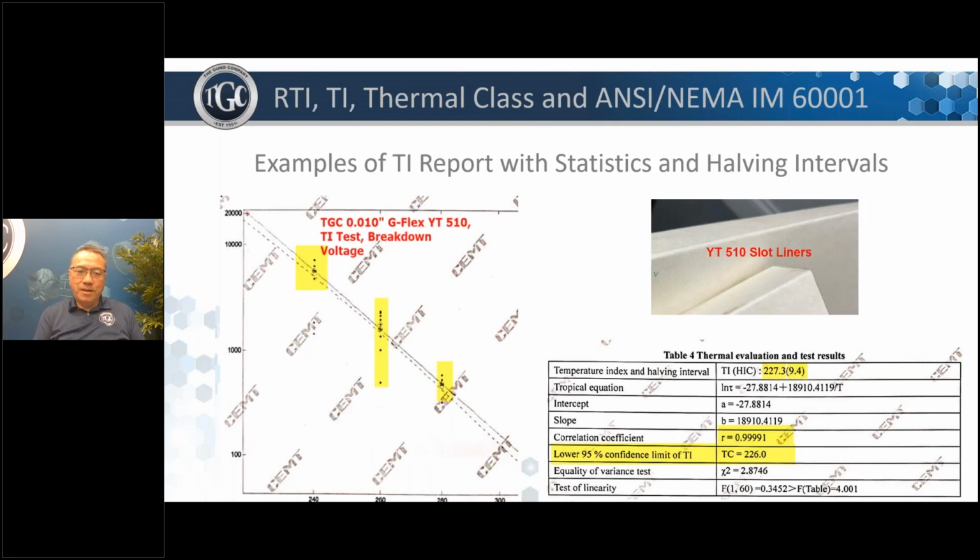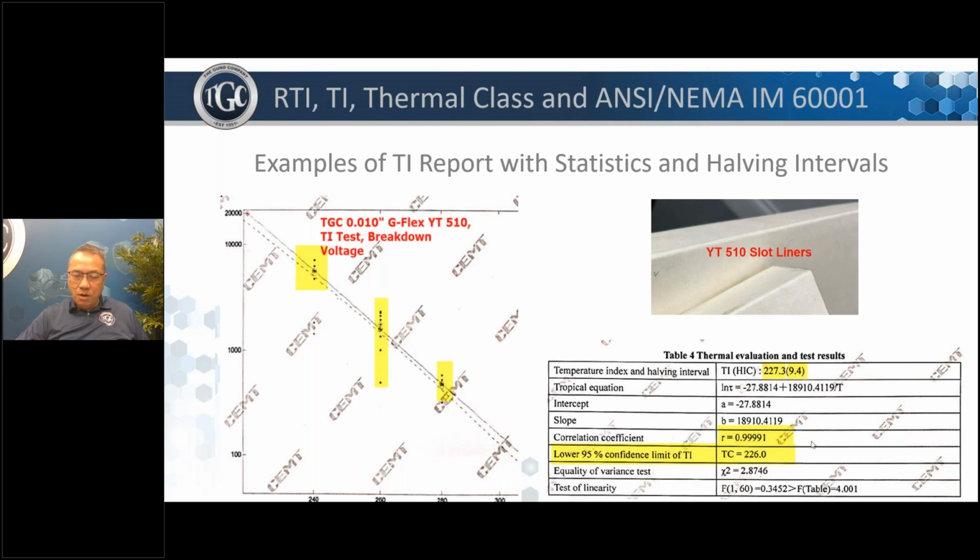This is just an example of the computerized method for data analysis. The material is called YT510, and then it gives you the graphical plot. It shows you that's the average and that's the variation. This is your 95% confidence limit. It gives you 227 degrees C TI because it's by itself.